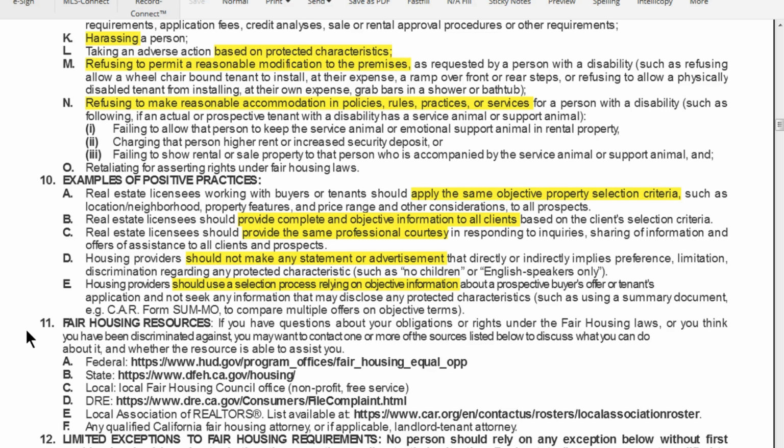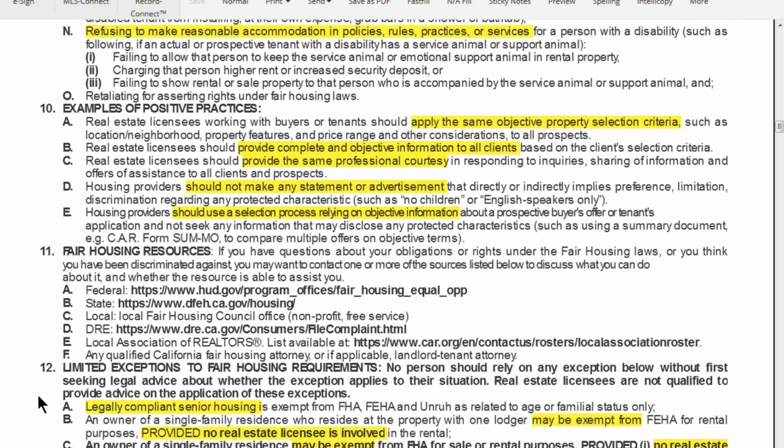Section 11 details fair housing resources that are available to people when they have questions about their obligations or their rights under the fair housing laws. All of these resources are available online, so feel free to check those out if you have any additional questions.